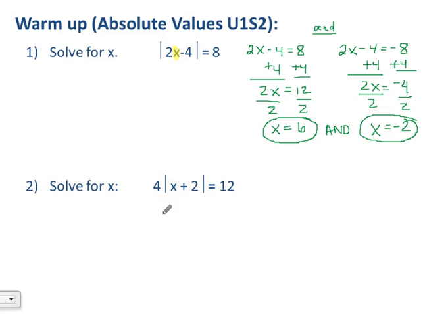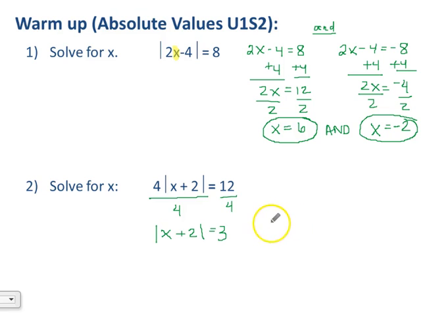Moving on to the second equation. So now we look and our absolute value of x plus 2 is not isolated because we've got a 4 out front. We've got 4 times. So the first step is that we need to isolate the equation that's in the absolute value bars. So since we've got 4 being multiplied by the absolute value of x plus 2, we're going to start by dividing each side by 4. And then we're left with the absolute value of x plus 2 equals 12 divided by 4 is 3. So now we've got the equation that's in the absolute value bars isolated.